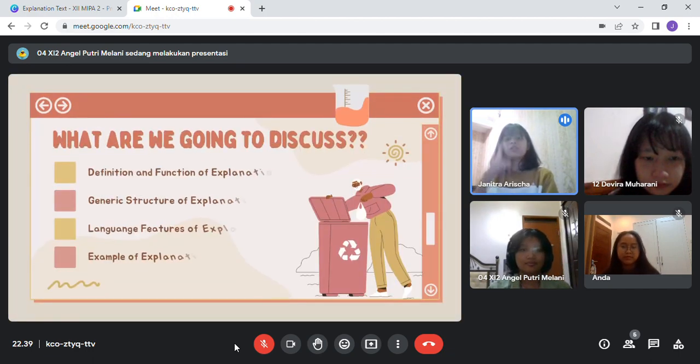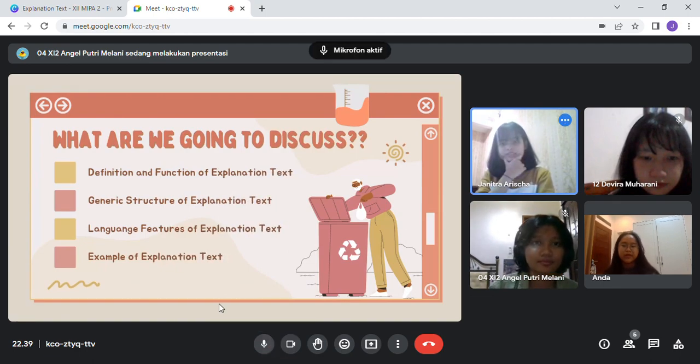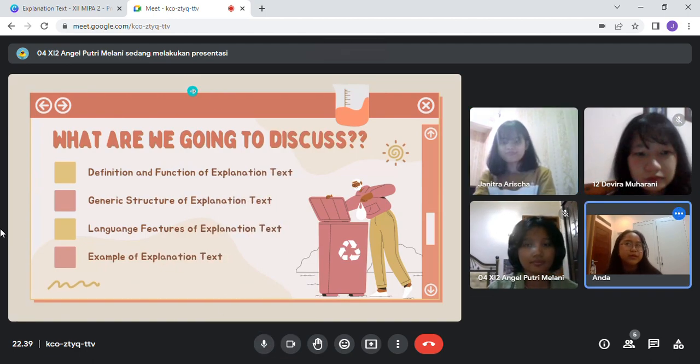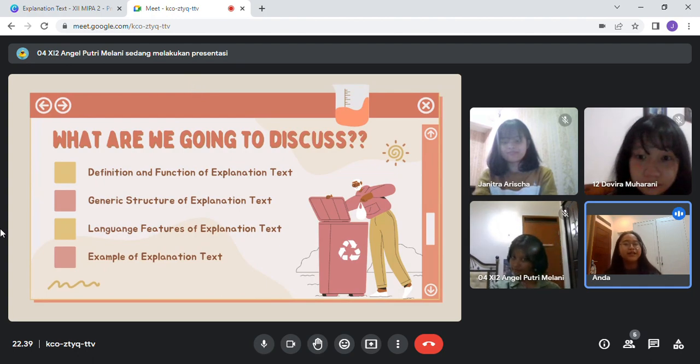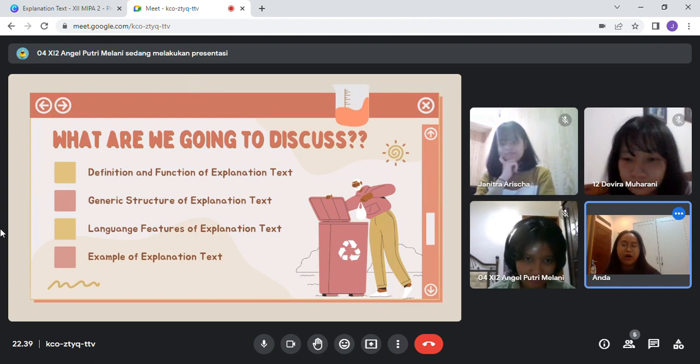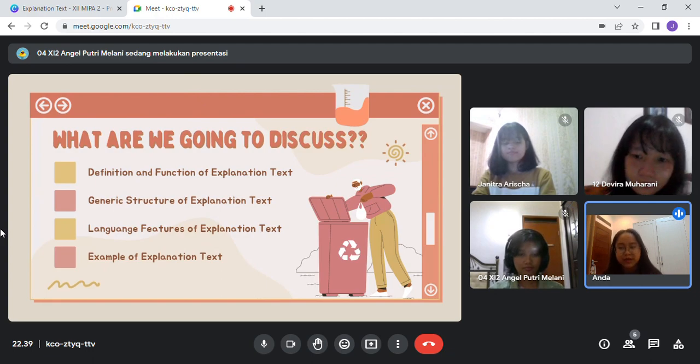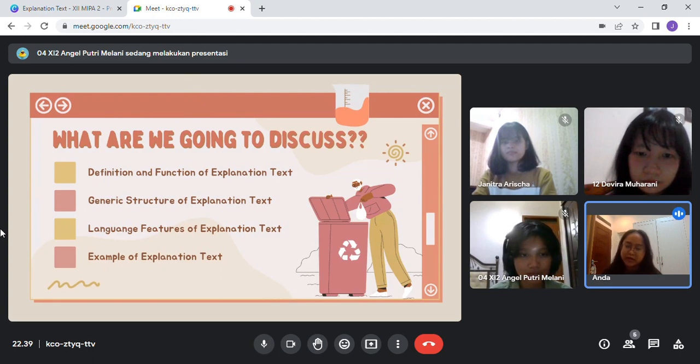So, Keisha, do you know what we're going to discuss today? What are we going to discuss? Of course, the first one is definition and function of explanation text. Before we know more about explanation text, we should know about definition and function. The next one is generic structure of explanation text. Third, language features of explanation text. And the last one is example of explanation text. Next.